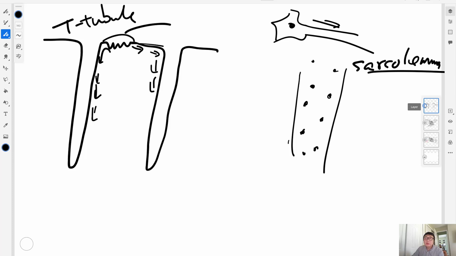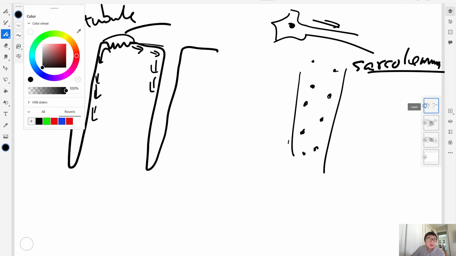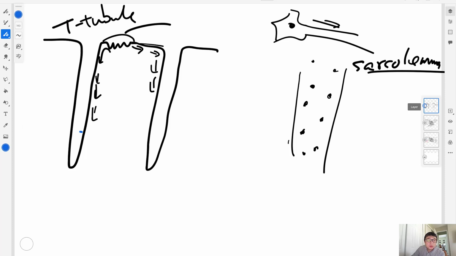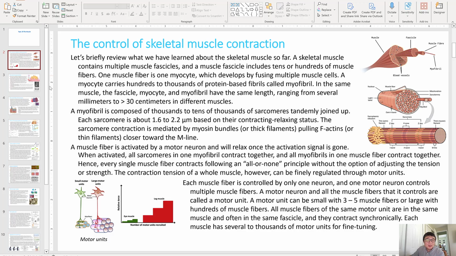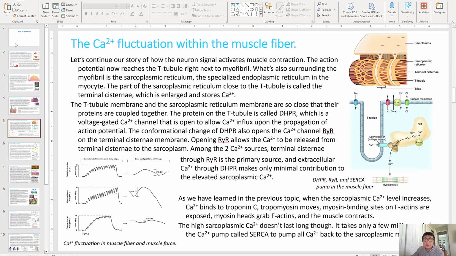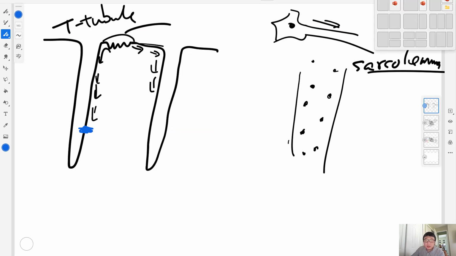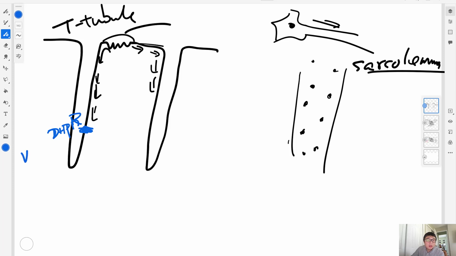In muscle fiber, many cell structures have a special name, because a muscle fiber is a long cell. When it goes inward, let's use a special color here. There's a special protein here, called DHPR, and this is a voltage-gated calcium channel. When it's open, it allows calcium to get in.